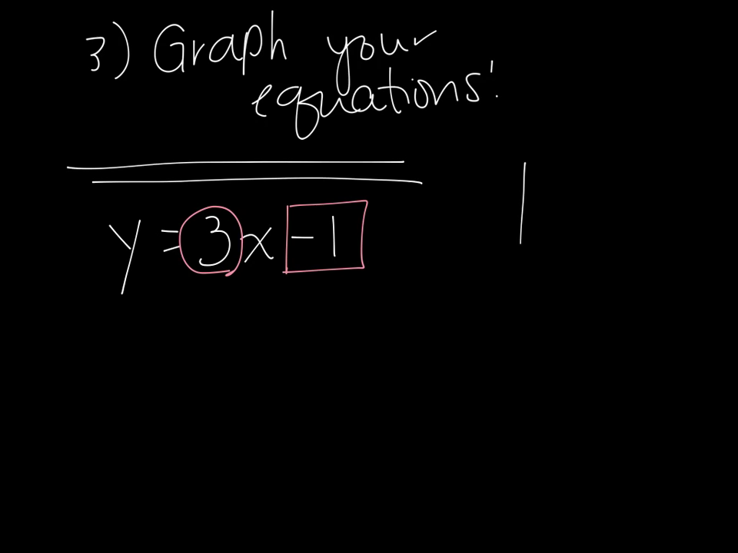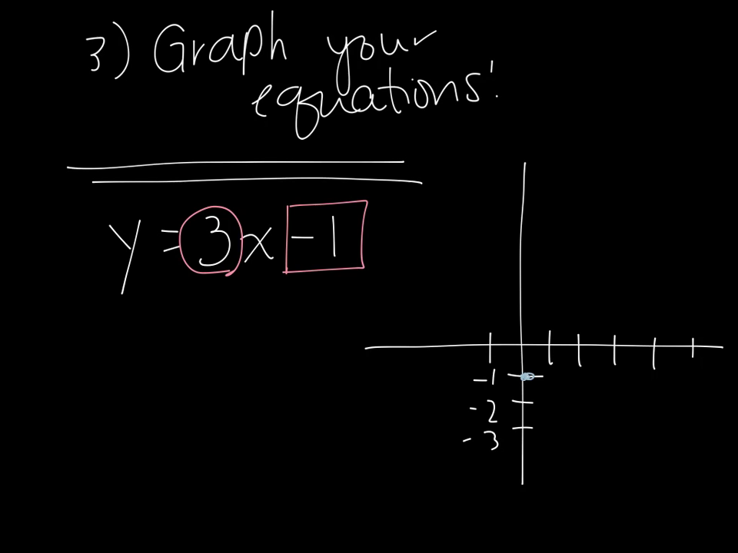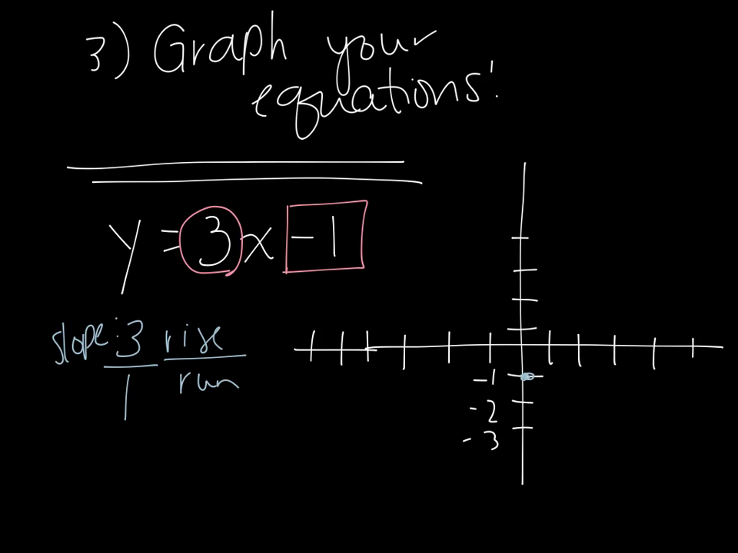And then to graph it, here's what I'm going to do. So negative 1 is my y-intercept. So I'm going to mark negative 1. And then from negative 1, that's my starting point, because I know my line goes through there. I'm going to rise 3 and run 1, because remember, 3 is my slope. And if you put it over 1, this is rise over run. So I'm going to rise 3 from 1.